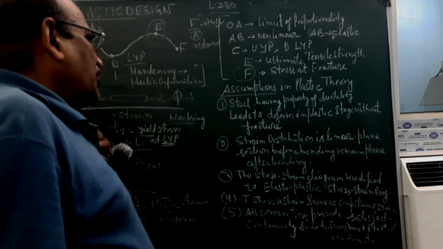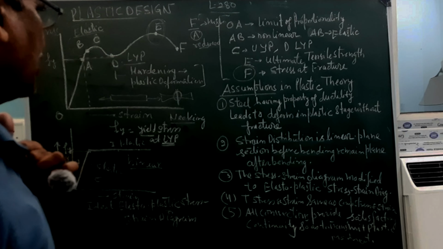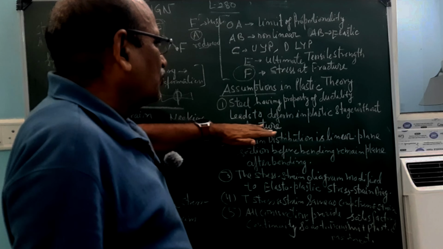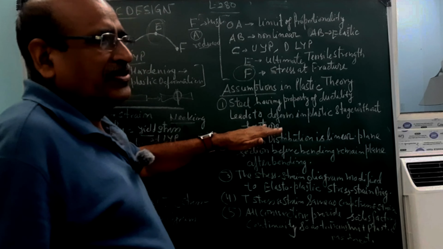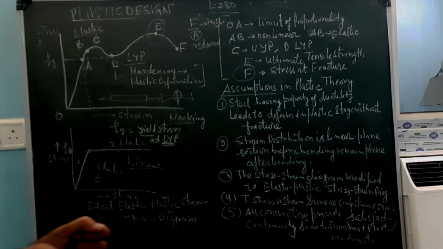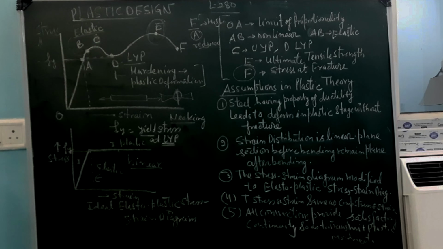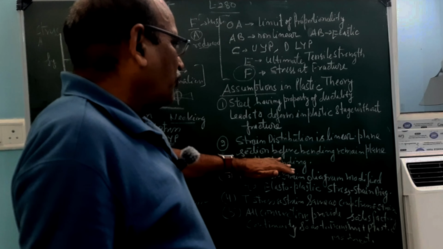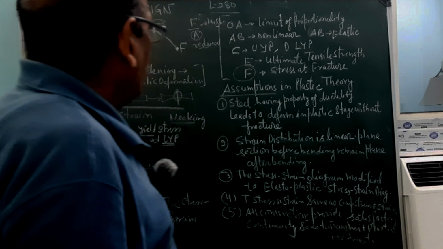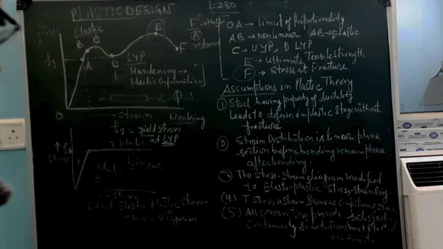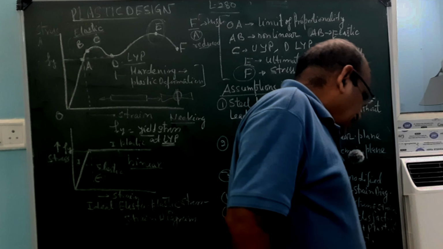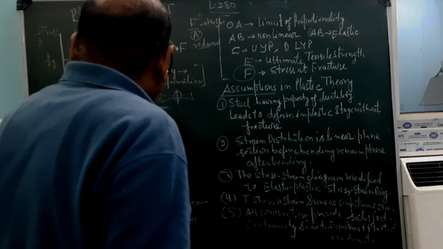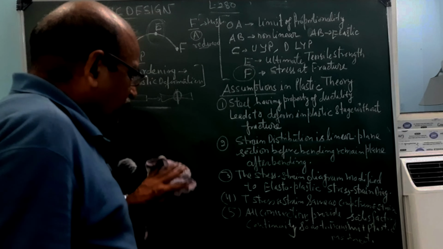So there are some assumptions in plastic theory. Steel has the property of ductility, because it is ductile, it leads to deformation in plastic stress without fracture. बिना फ्रैक्चर के प्लास्टिक स्ट्रेस में इसका भी डिफॉर्मेशन हो सकता है। तो इस प्रॉपर्टी को यूज कर रहे हैं। Strain distribution is linear, plane section before bending remains plane after bending. जो आपका सेक्शन प्लेन है वो प्लेन बिफोर और आफ्टर बेंडिंग में बिहेव करेगा, this will behave something like that.